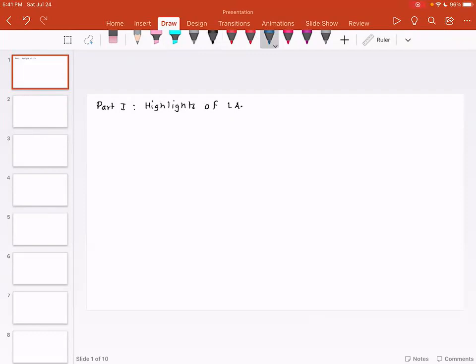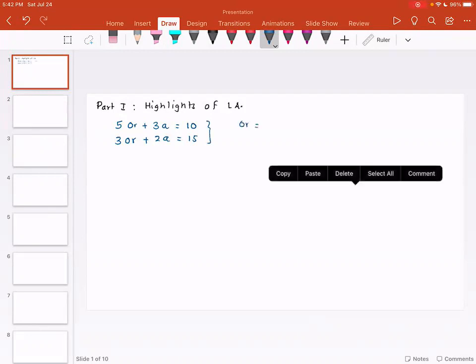Perhaps you remember a problem something like this. 5 oranges plus 3 apples are for $10. And then say 3 oranges plus 2 apples are for $15. Now we need to solve these two equations and get the values: what is the cost of each orange, and what is the cost of each apple.